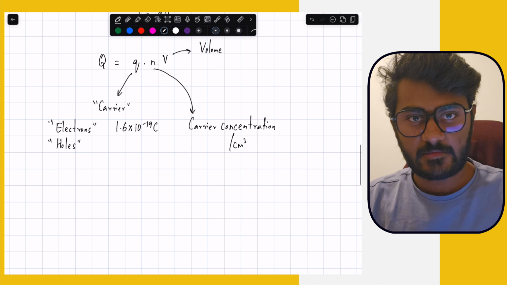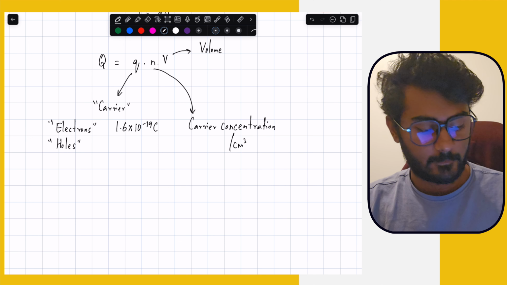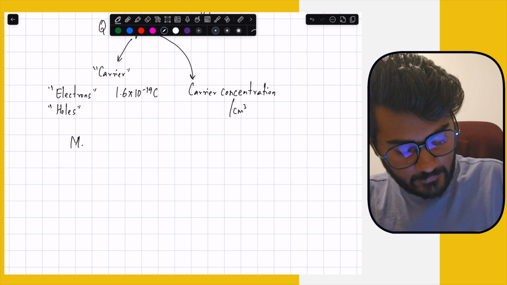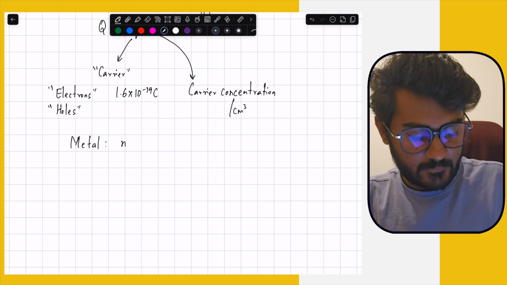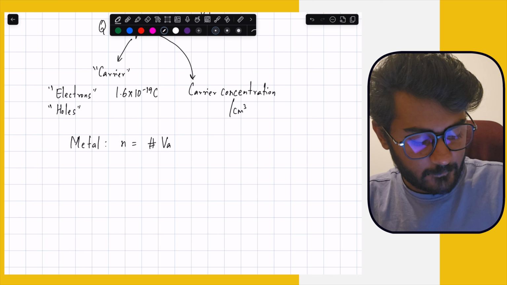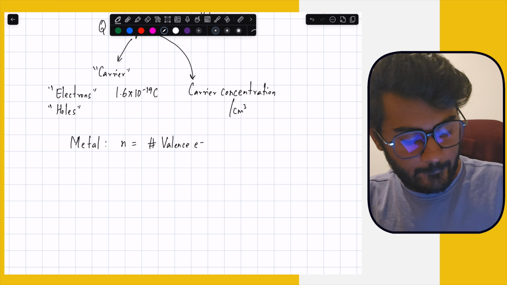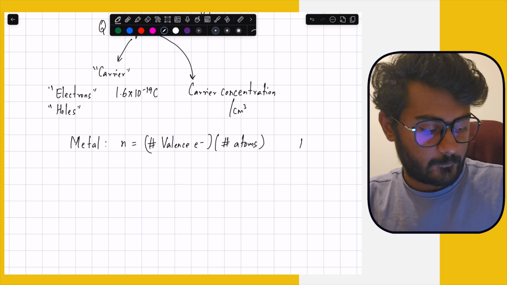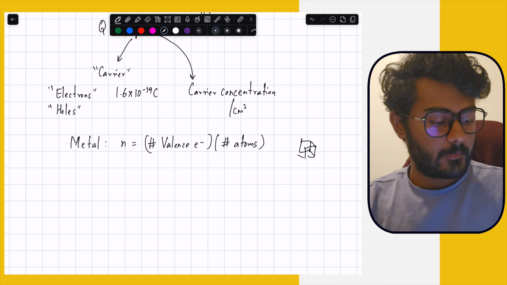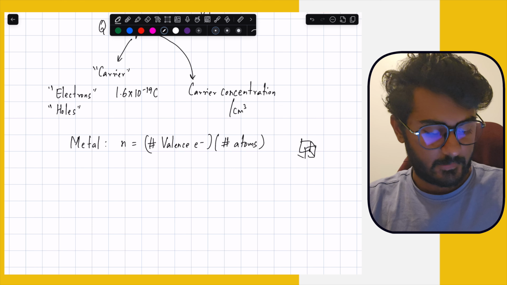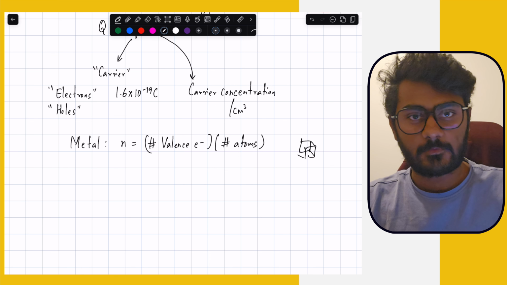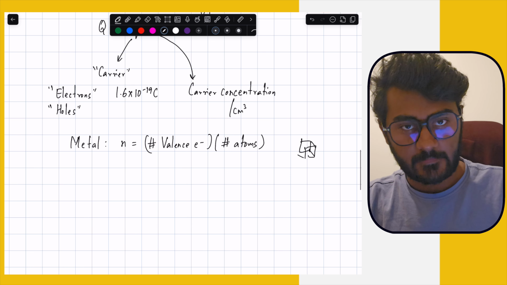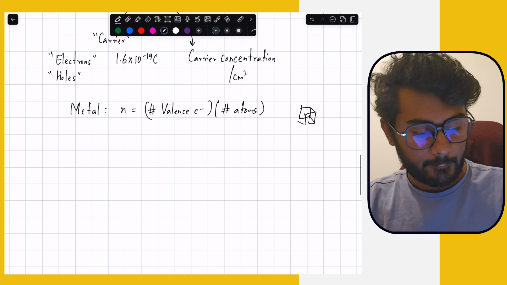This carrier concentration is not a simple expression in semiconductors. If you have a metal, it is very easy to find N, because for a given piece of metal, N is nothing but the total number of valence electrons into the total number of atoms present in that block. It's easy to find the carrier concentration in metals because almost all your valence electrons take part in current conduction. But in semiconductors, it is not a simple expression to find this carrier concentration.